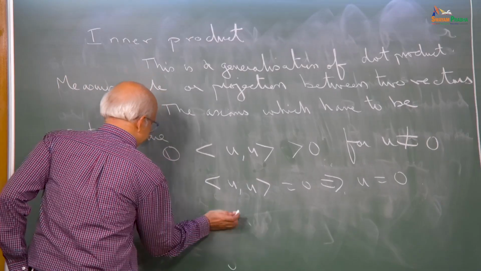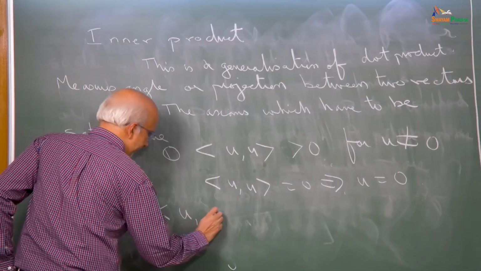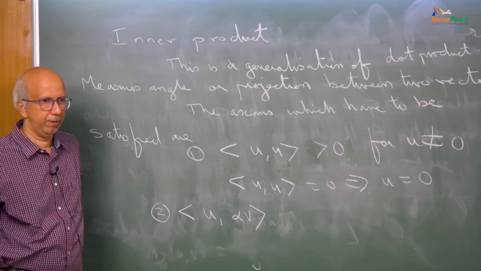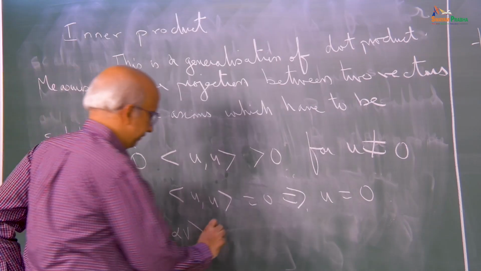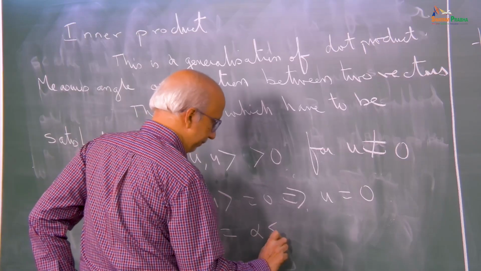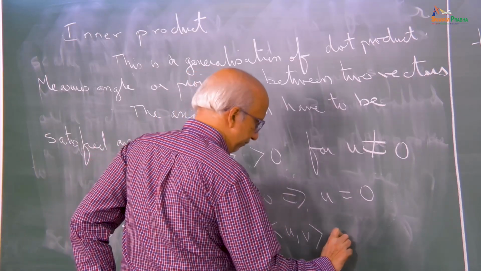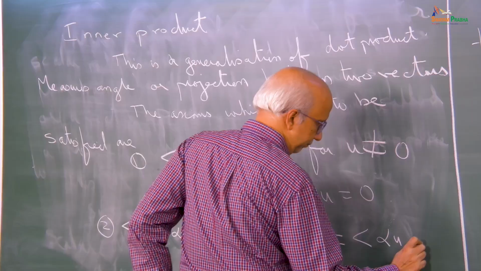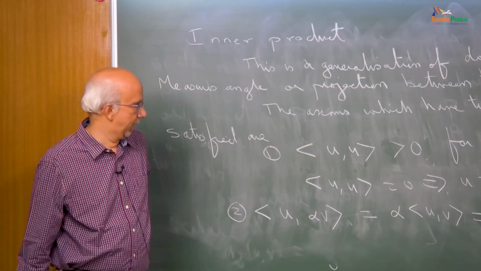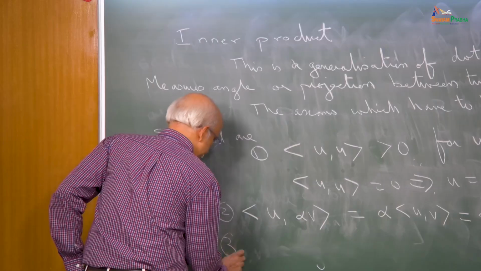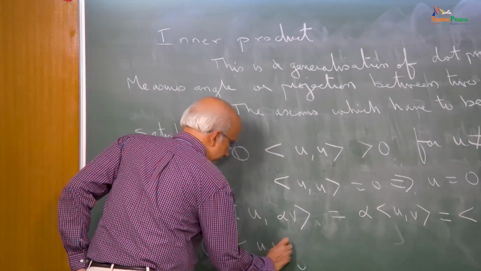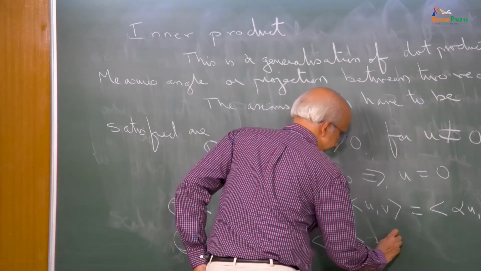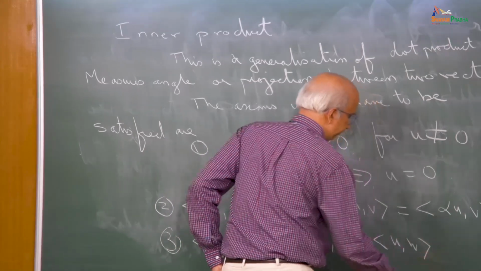Now, if you take two vectors u and v, u with alpha v, okay, this is equal to alpha times inner product of u with v, which is equal to inner product of alpha u with v, okay. And finally, the third one is inner product of u with v plus w is inner product of u with v plus inner product of u with w, okay.